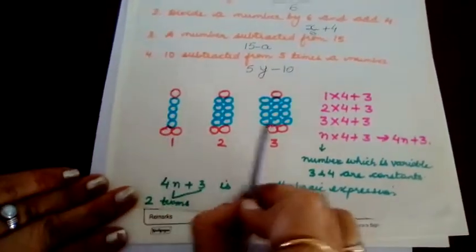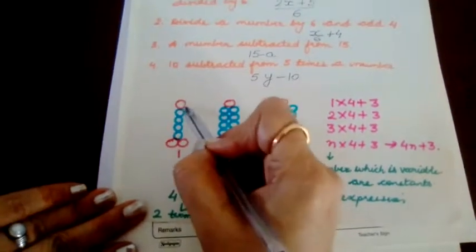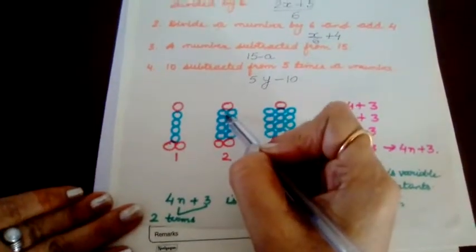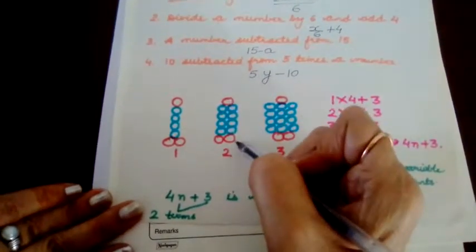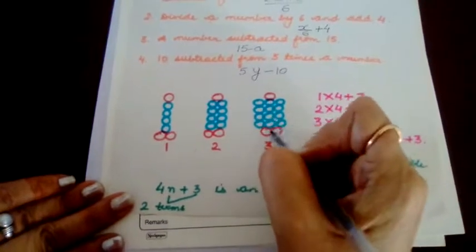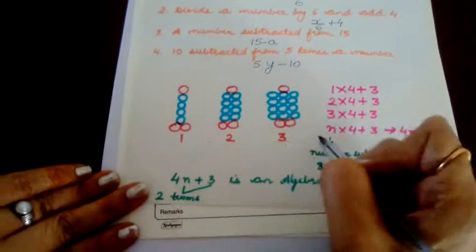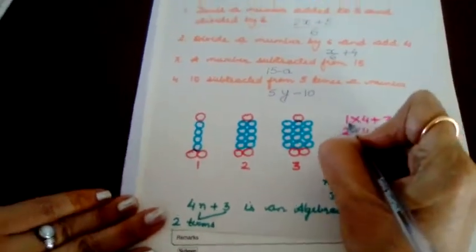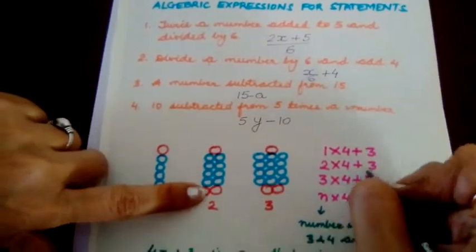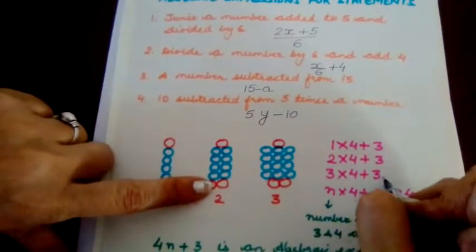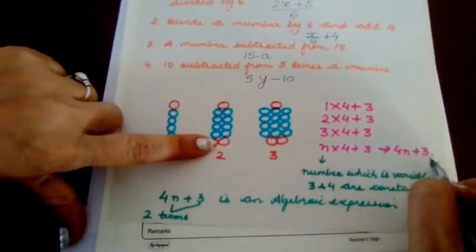Now we see this pattern. What we see here is 4 blue circles and 3 red circles. Here we see 4 again, blue circles, and 3 the same red circles, 4 blue circles and 3 red circles again. So what pattern is being built here? 1 into 4 plus 3, 2 into 4 plus 3, 3 into 4 plus 3, and if we carry on, this is n into 4 plus 3, which is 4n plus 3.